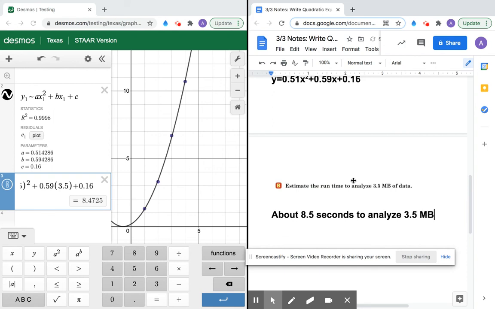3.5 megabytes of data. Now you're going to go ahead and practice on your own. If you have questions, please make sure you join Zoom and ask your teacher.